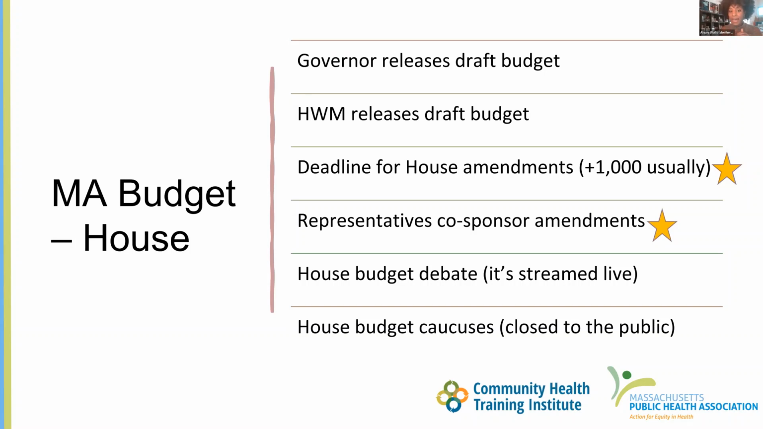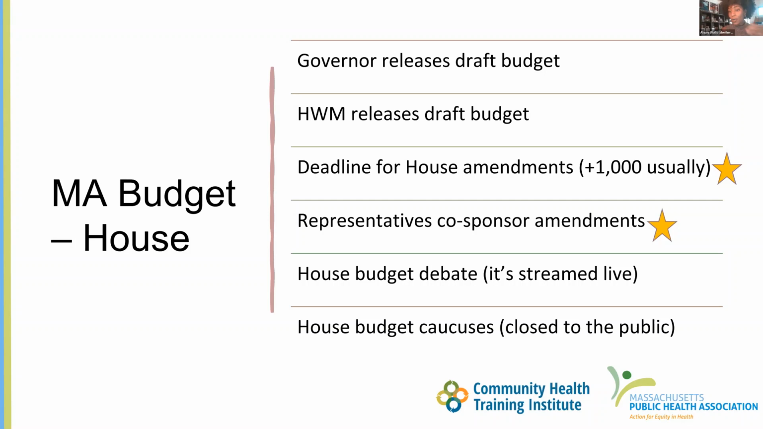And then after that, we have our House budget debate and we have House budget caucuses. That's when decisions are being made around which amendments should actually be adopted into the final budget. And so that's how the House budget is decided. Now, the stars on this screen denote key opportunities for advocacy. You'll see that we have a star next to the deadline for House amendments. As I mentioned before, we're thinking about the RTA work.